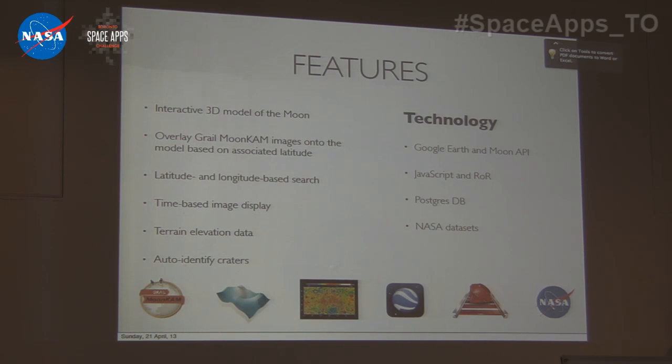We have also overlaid terrain elevation data. So we have a heat map which shows the different elevations of the craters on the moon's surface. And we have the ability to auto-identify all the craters using an existing data set.